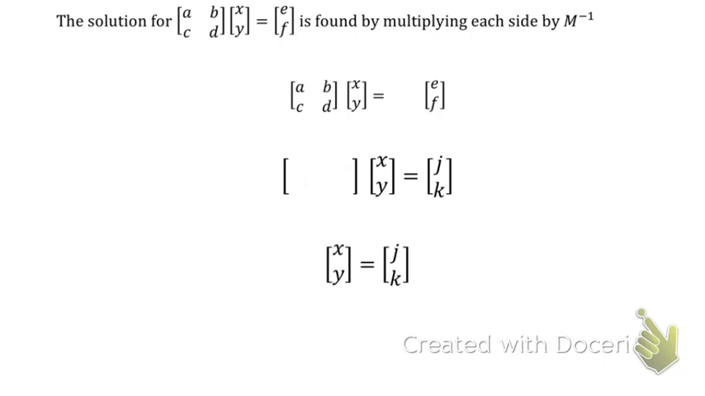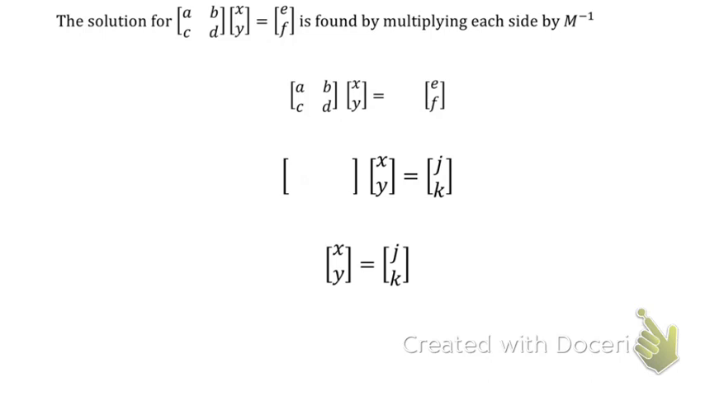All right. The solution for A, B, C, D times x, y equals E, F is found simply by multiplying by the inverse of that matrix M. That's why we worked on finding inverses yesterday. Now we're going to use them to solve. Now let's see how that actually works.